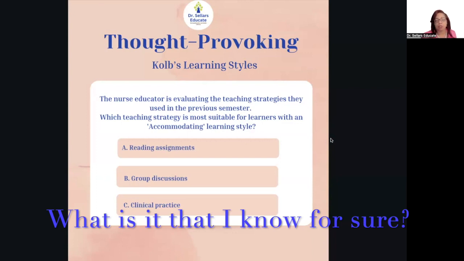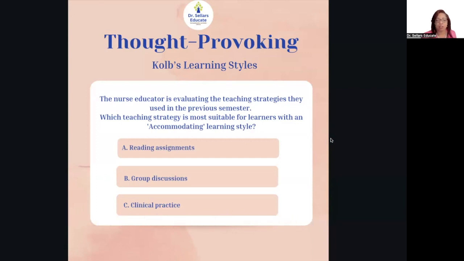So if you get to a question about Kolb's learning style and you're not sure, can't remember the difference between an accommodator and a simulator, what we want you to write down on your scratch paper or your dry erase board, you should have one or the other, is to just write down what it is that you do know about Kolb's experiential learning style and learning theory. Okay, and hopefully that will trigger some recall for you to help you choose the correct answer.